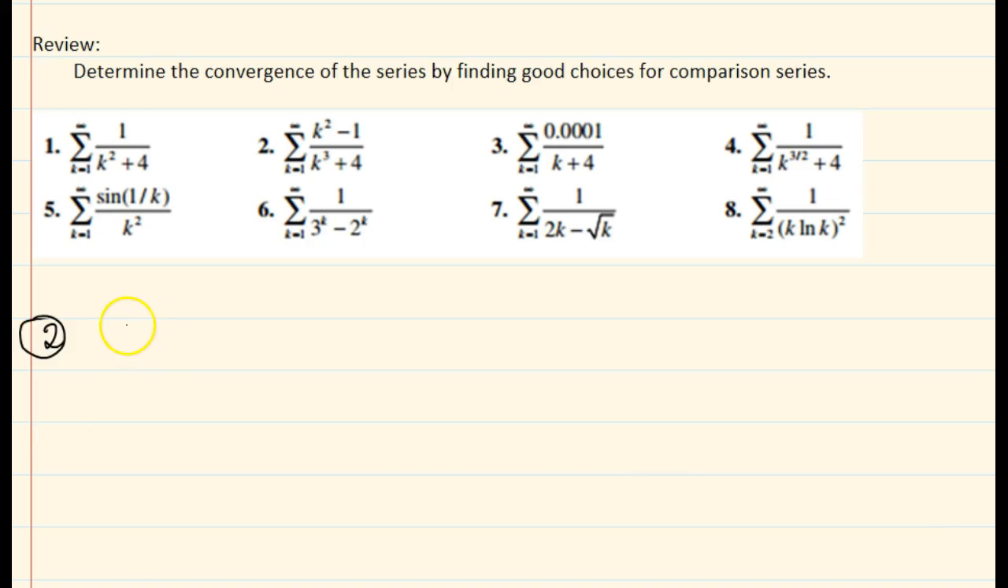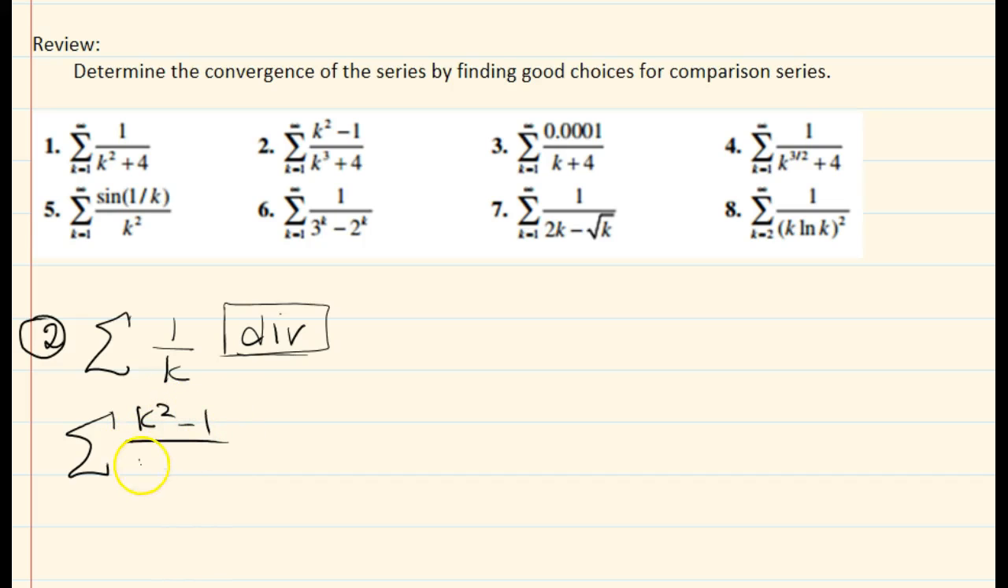Notice for number 2, we're going to see that our series looks a lot like 1 over k. And remember, we know that this is our harmonic series which diverges. So let's compare what we have. We have (k squared minus 1) over (k cubed plus 4), and we want to compare that to 1 over k. We cannot decide which series is larger than the other, but we can use the limit comparison test because we do know that 1 over k, that series actually diverges.